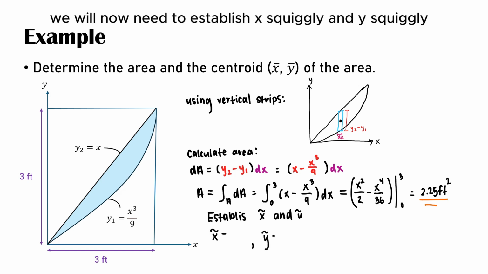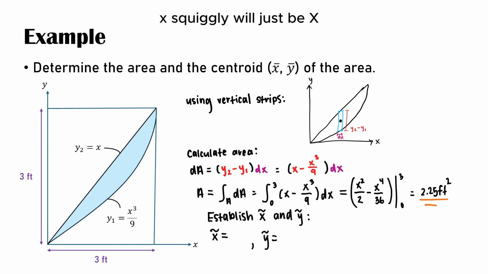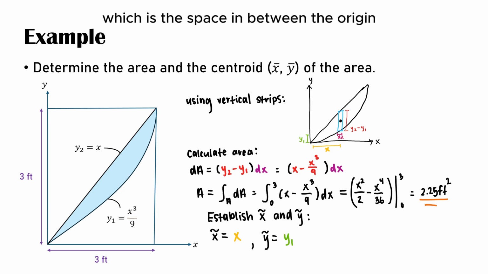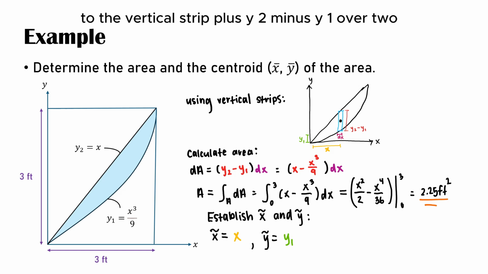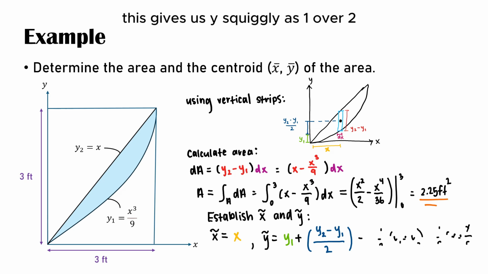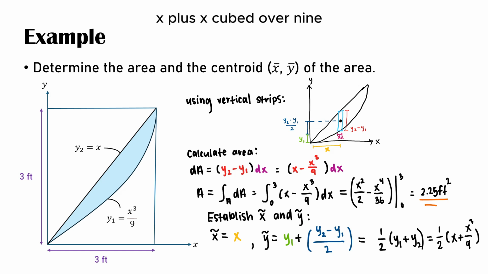We will now need to establish x squiggly and y squiggly. X squiggly will just be x, and y squiggly will be y1, which is the space between the origin and the vertical strip, plus y2 minus y1 over 2. This gives us y squiggly as 1 over 2 times x plus x cubed over 9.